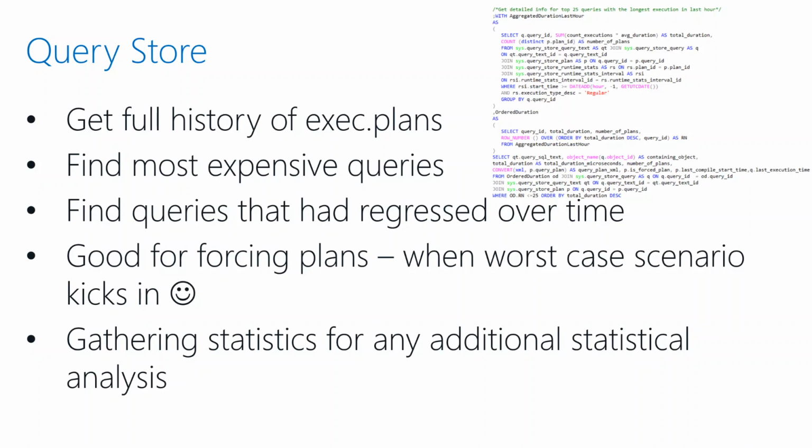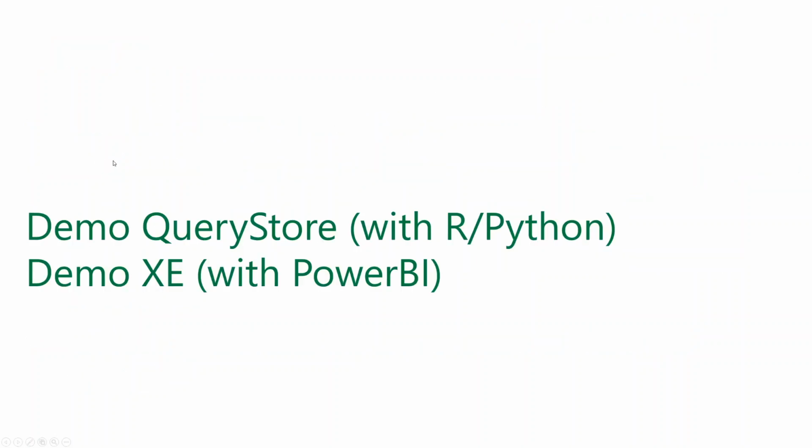But the best part of the Query Store is also that it's gathering statistics for any additional statistics analysis, which is the core focus of this session as well, because it's not only for forcing plans or finding regressed queries over time, but it also stores quite a lot of interesting information about understanding a particular execution plan, and you can use these statistics to literally play with advanced statistics or machine learning or predictions or stuff like that.